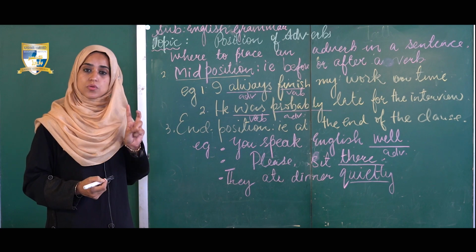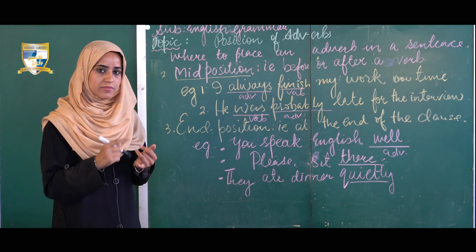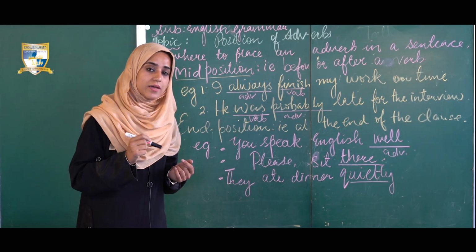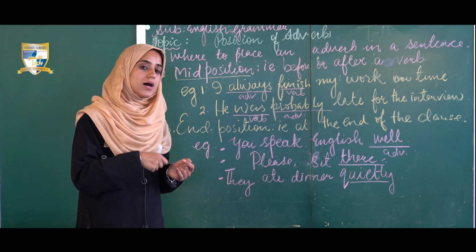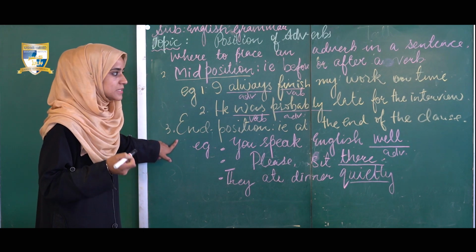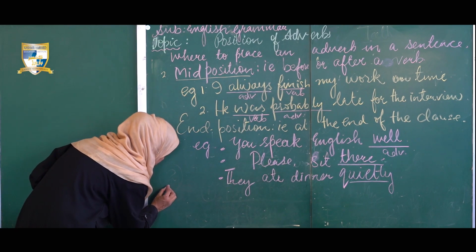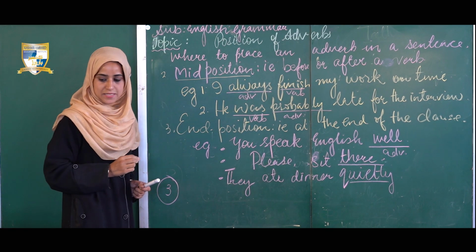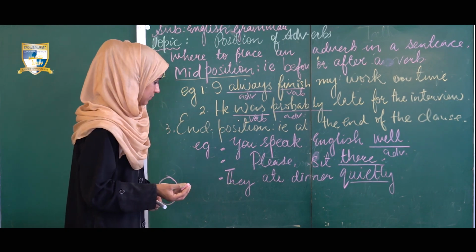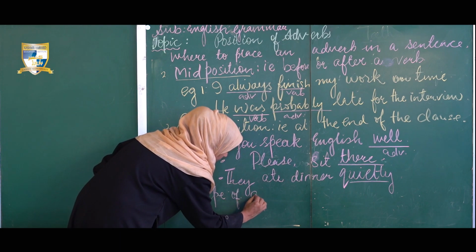So we have three main positions of adverbs: front position, where the adverb is placed in the beginning of a clause; mid position, where the adverb is placed before or after a verb; and end position, where an adverb is placed at the end of the clause. Now moving to the third rule, that is, the position of adverbs depends upon the type of adverb.